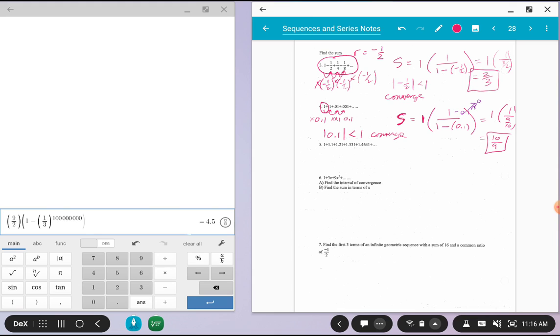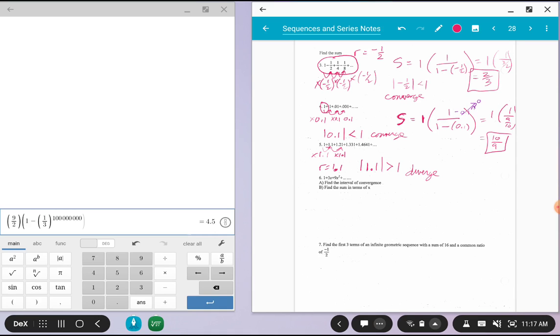All right, let's take a look at our next case. Number 5. 1 plus 1.1 plus 1.21. What are we doing here every time? Looks like to get from 1 to 1.1, we are multiplying by 1.1. 1.1 times 1.1 is going to give us 1.21, right? So the ratio is a value of 1.1. What do we know about 1.1? Well, 1.1 is definitely a value greater than 1, and therefore we know that this is going to diverge.